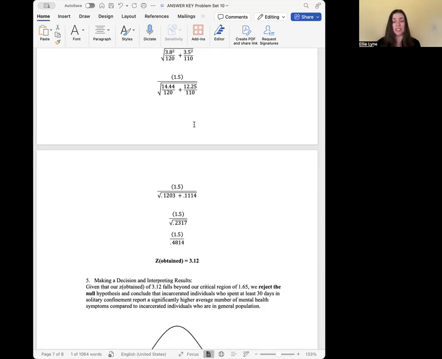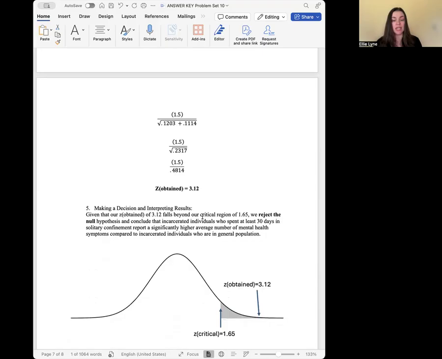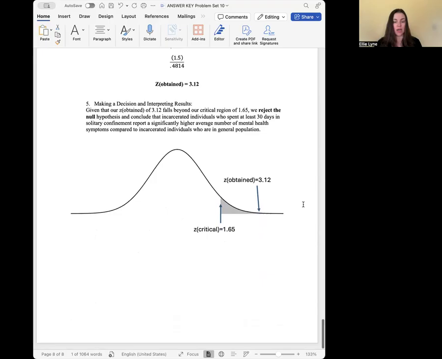Again, it's a lot easier for me to see if there were any calculation errors if I see these steps worked out. You should receive a z obtained value of approximately 3.12. So let's take a look at our normal curve here. Our z critical cutoff point, as we established in step 3, is 1.65. And knowing from step 4 that our z obtained value is 3.12, I see that we did fall beyond our z critical cutoff point here, so I know that we landed in our rejection zone.